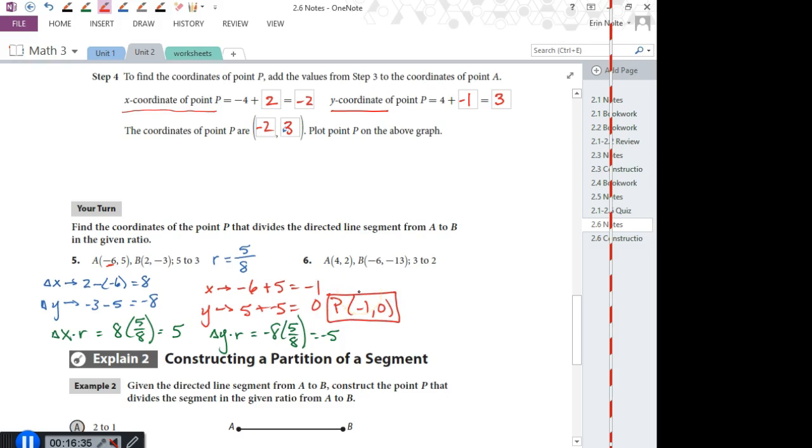Is that a straight line? Should we plot it to make sure? Hopefully I can plot the points right. It should be on the line, right? Yeah, you're right. It would be wrong if it wasn't. So let's make sure I can plot these points right. Negative 6, 1, 2, 3, 4, 5, 6, up 5. And then if I plot 2 to the right, down 3. Okay, so there's my line-ish.